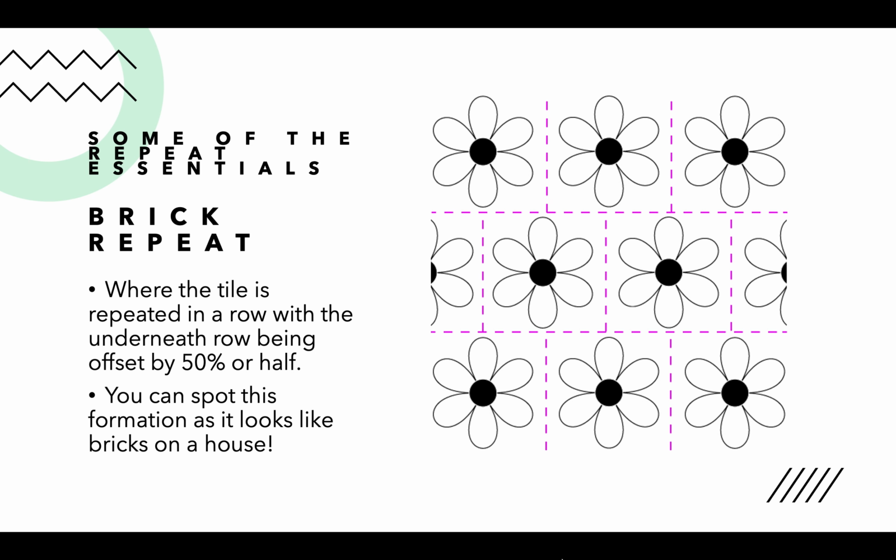Brick repeat is where the tile is repeated in a row with the underneath row being half offset by 50%. You can spot this formation as it looks like bricks on a house. So you go across 100%, but then the second row underneath is actually only 50% shifted along and repeated in the same way that the block repeat is.